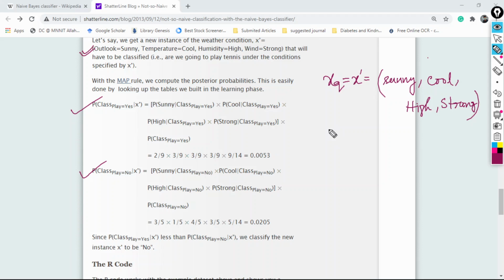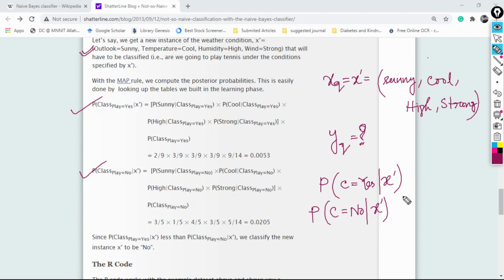Now we have to find yq. What will be yq? We are interested in finding that. So how do we find it? We have to calculate the probability for yes for this point, and we calculate it for no for the x dash point. Among these two probabilities, which one is the maximum? That will be our class. So how do we calculate this?